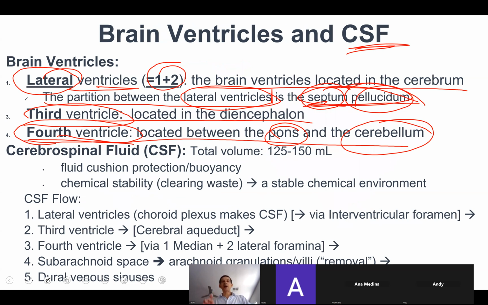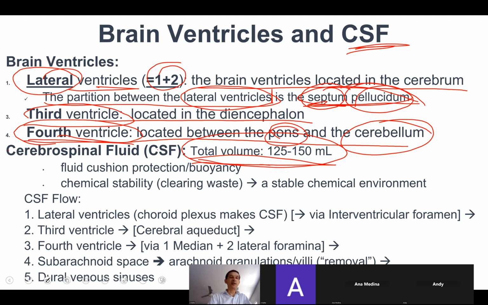All right, next topic. What happens to all that water? Because the brain makes about a venti cup of coffee, 600 mils of water in one day. Look at the number. It's not 600, it's 125 to 150. This is the number that you need to remember. So 600 mils is made per day, but it keeps on flowing downhill. And at any given time, the total volume within the brain is about 125 to 150 mils. That's your short cup of coffee, if you like coffee, okay?